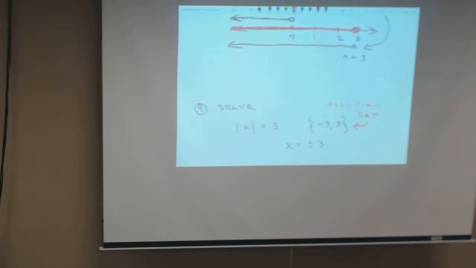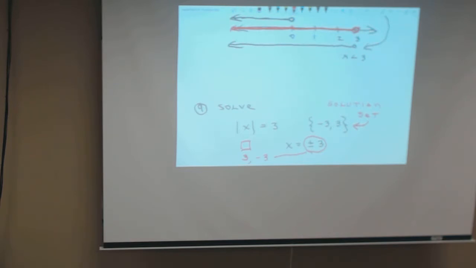Number 9, solve. Can anyone read that? The absolute value of x equals 3. So what numbers could I put in here for x that would make a true statement? 3 or negative 3. Everybody follow that? Because both 3 and negative 3 have an absolute value of 3, a magnitude of 3, if you don't regard direction.